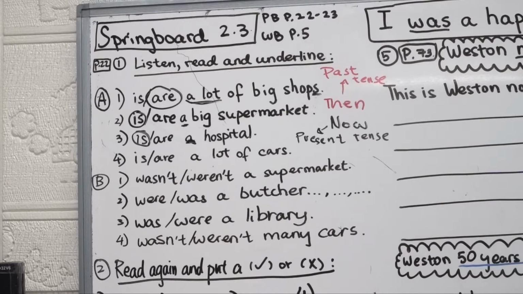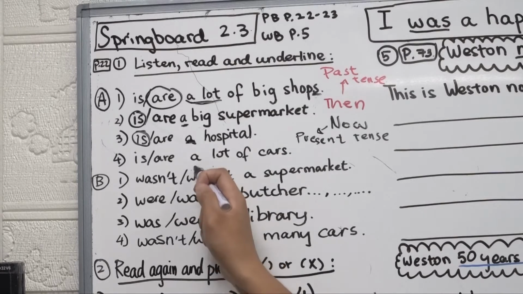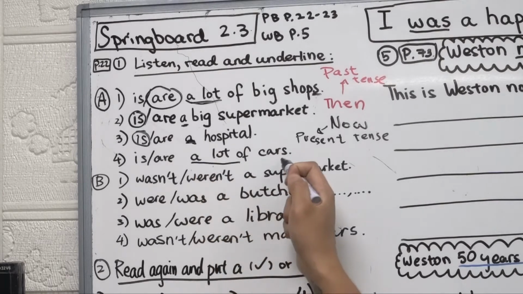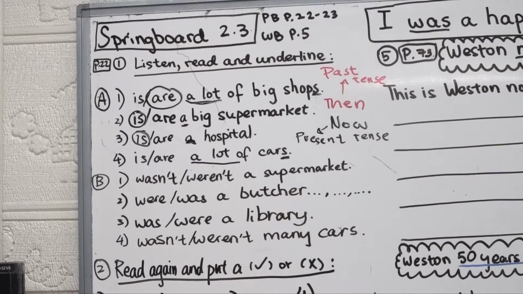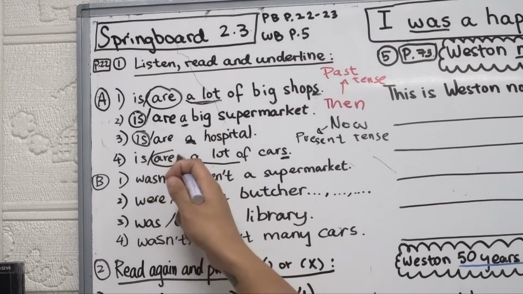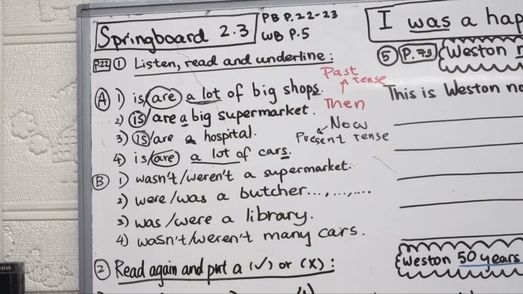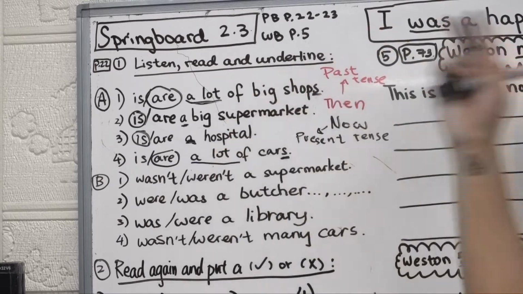And last one we have number 4. There is or there are a lot of cars in the streets. Again, here we have a lot of and cars. That means more than 1. So should it be is or are? It should be are, okay? And these are all in the present tense, right? Is, are, is, are. We don't have M here because M is talking about myself, right? Or I. Nothing here is about I.